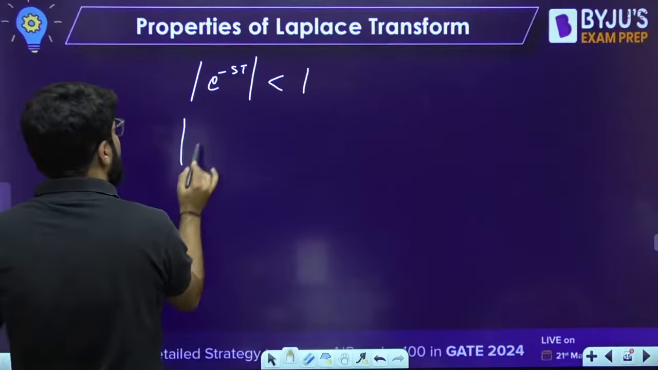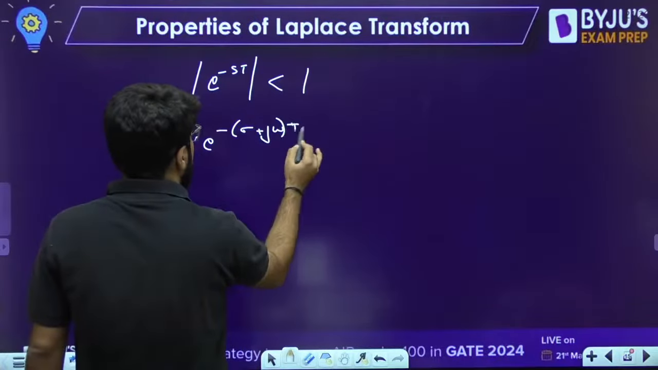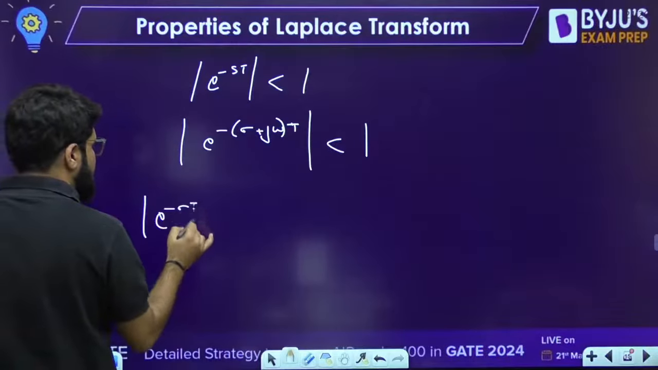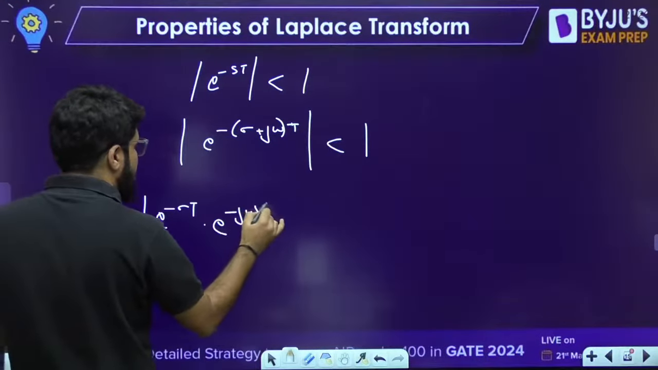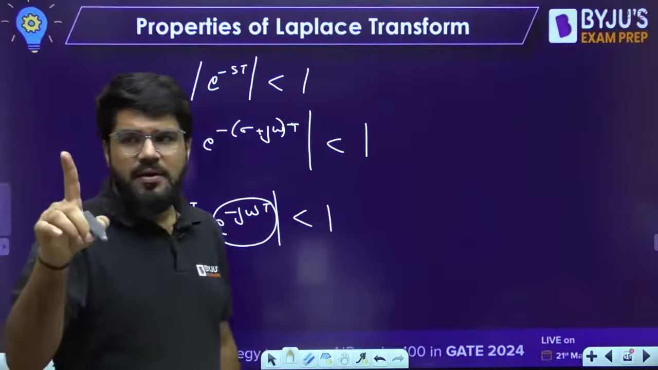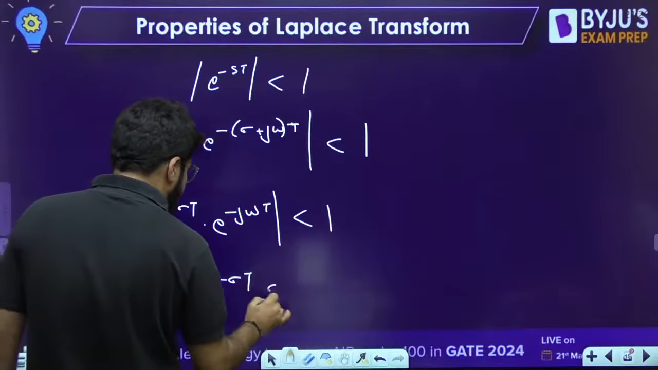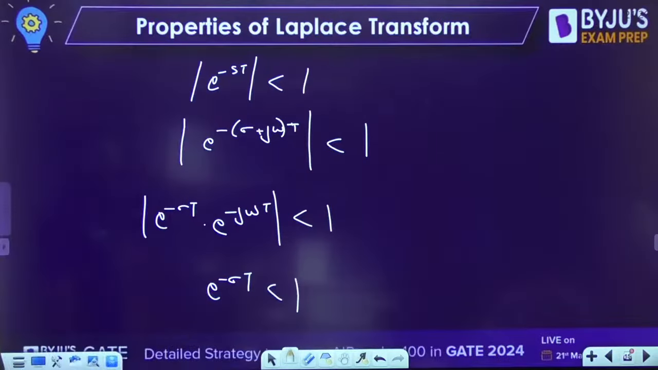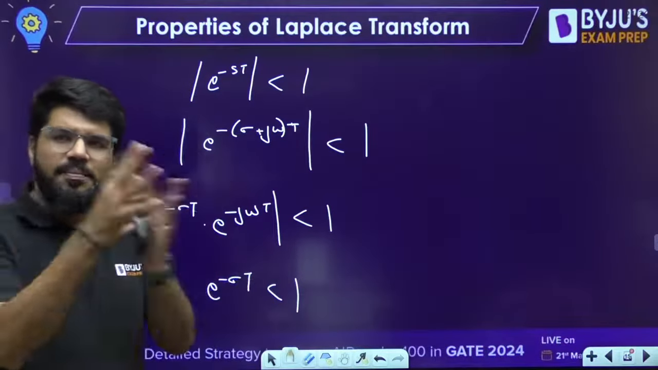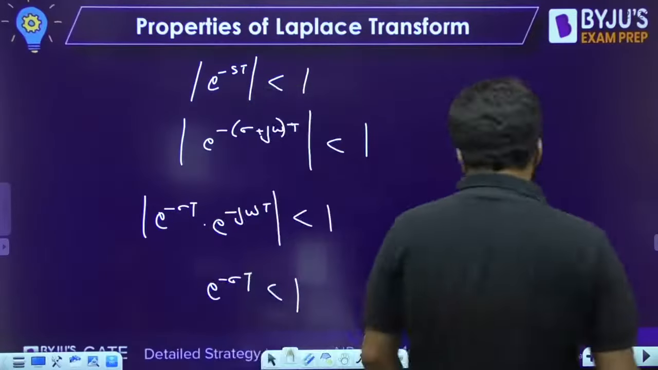Now, what is e power minus st? In place of s, I put sigma plus j omega, into t, whole modulus less than 1. Let me break this: the modulus of e power minus sigma t times the modulus of e power minus j omega t. Whenever it is the modulus of e power j theta, that is always equal to 1. So we are left with e power minus sigma t less than 1. The exponential is a positive number, so e power anything is positive only. So you can remove the mod also; it is anyway positive, so there is no sense of mod.